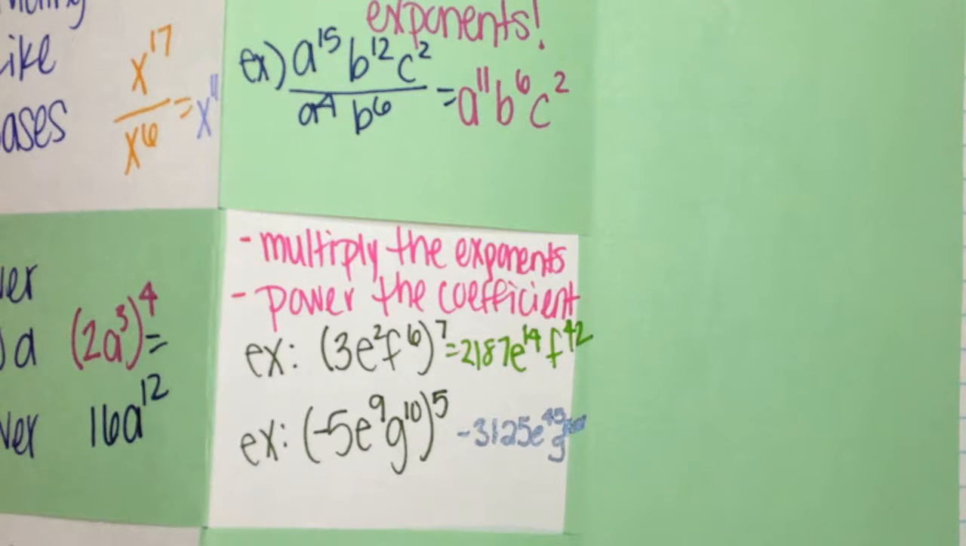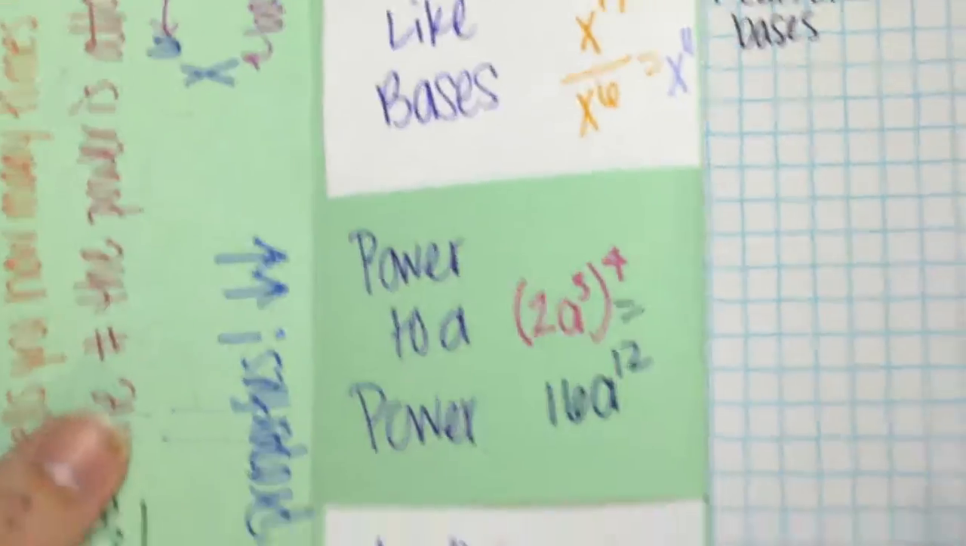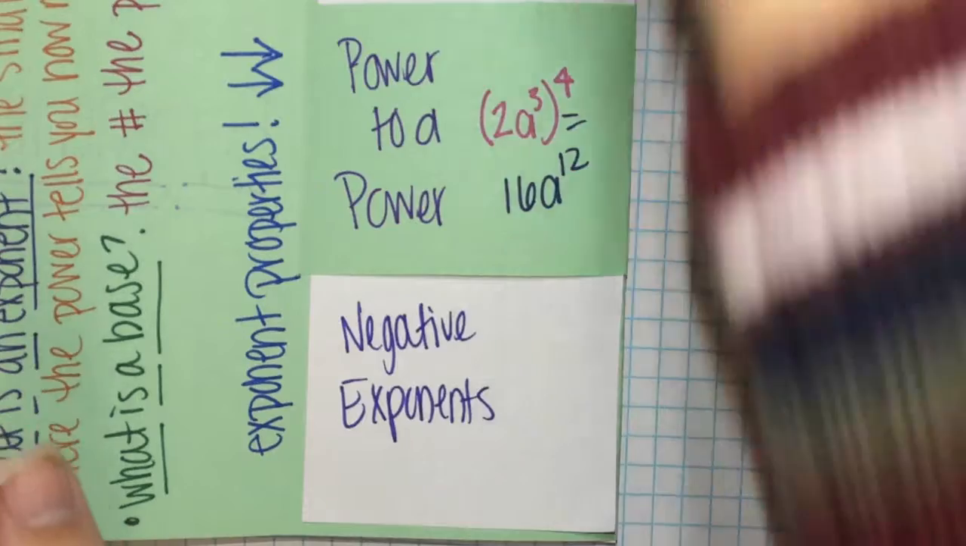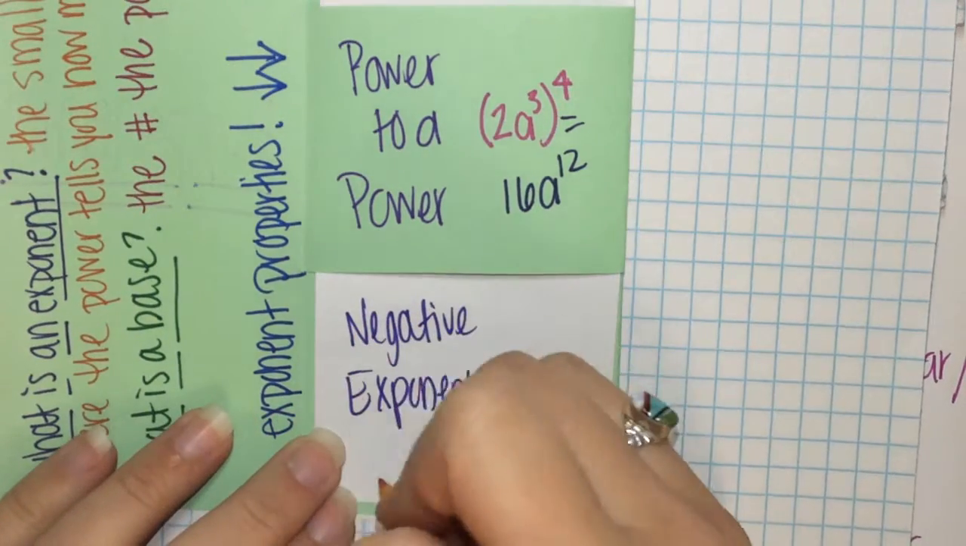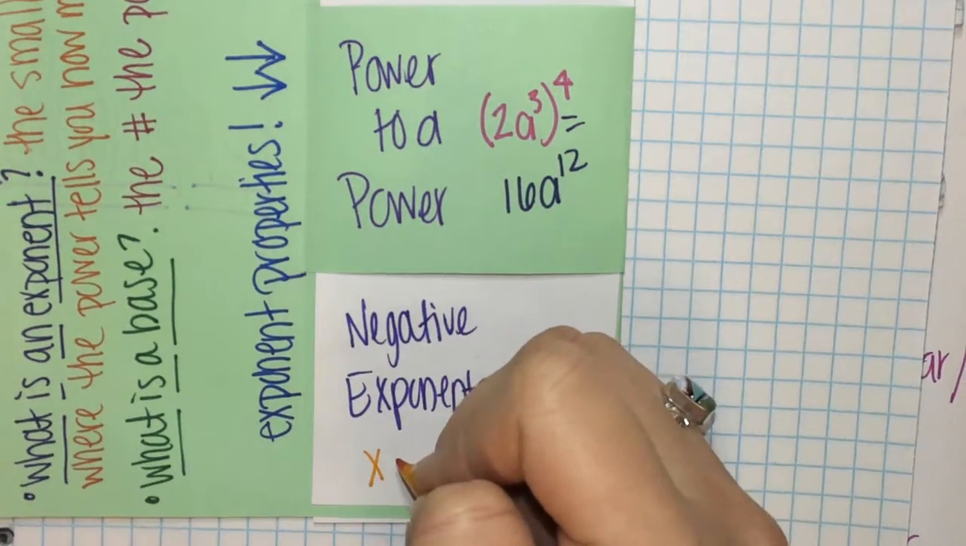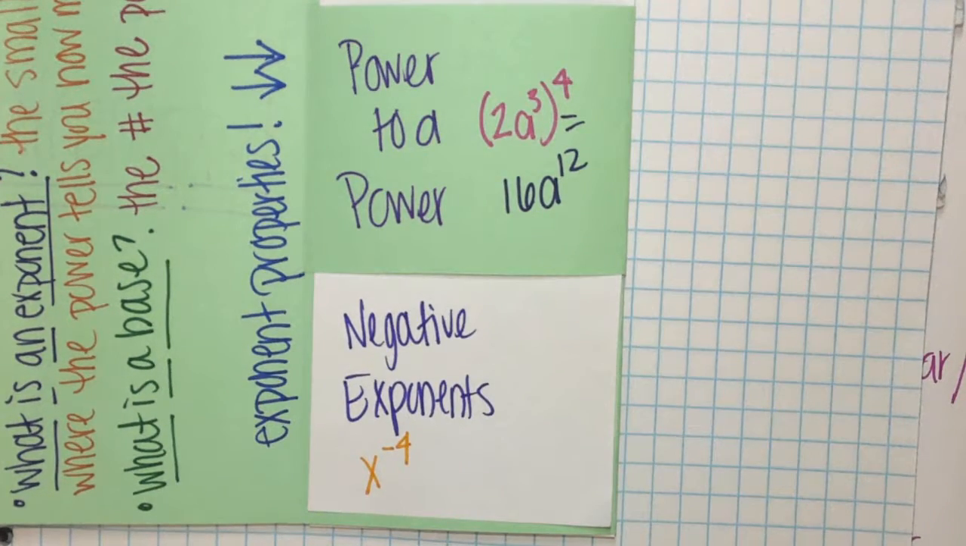Are we ready for negative exponents? Does anybody have a question on power to a power or dividing like bases? Okay. Negative exponents happen when you divide like bases and you subtract and you get a negative, correct? Or you could just have a negative exponent. But anytime you have a negative exponent, magical things happen. If you have x to the negative 4th power, anytime you have a negative exponent, you flip it.